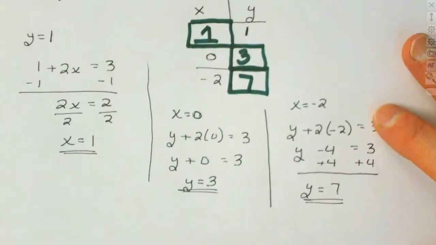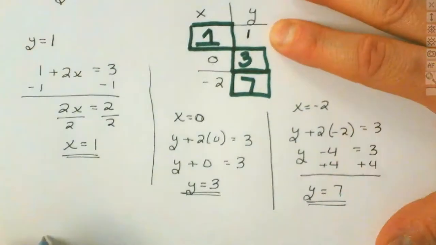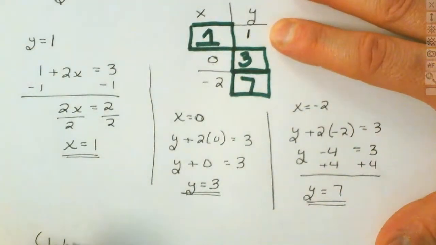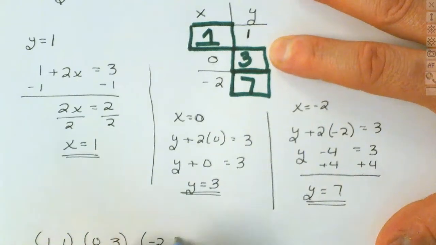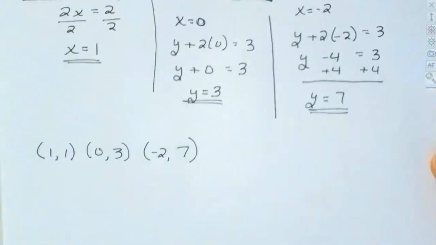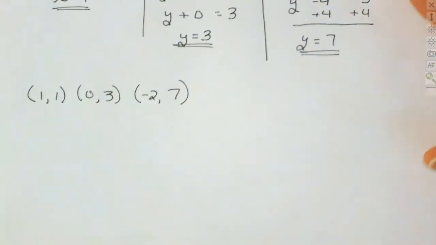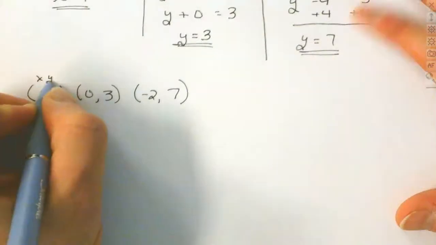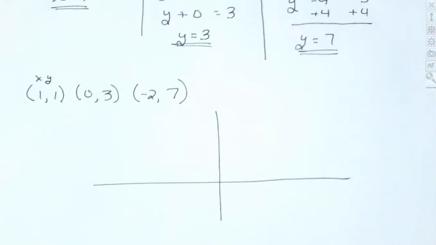Now, it's as a table, so let's rewrite these as ordered pairs. So my first one as an ordered pair would be 1, 1. My second one would be 0, 3. And my last one is going to be -2, 7. So I just took my table and I rewrote them as ordered pairs. Remember, this is your x and this is your y. We're going to plot these ordered pairs and then we're going to connect them together.